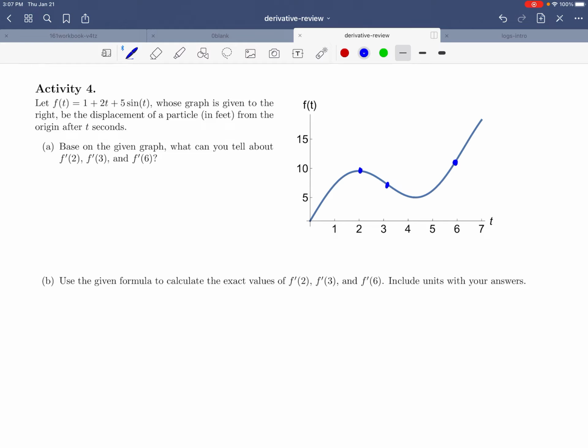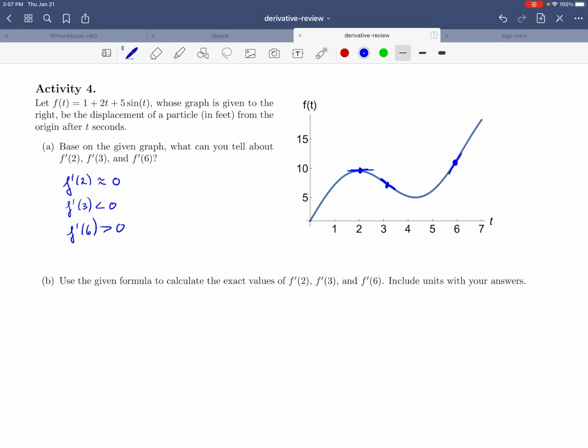Well, graphically, the derivative is the slope of the function or the slope of the tangent line. So we can draw in little tangent lines at our 3 points. And if I do that carefully, it looks like the first tangent line at t equals 2 looks almost horizontal, and then we have a negative slope at t equals 3 and a positive slope at t equals 6. So we can say that f prime of 2 is approximately equal to 0. F prime of 3, whatever it is, it's less than 0, and f prime of 6 is greater than 0.